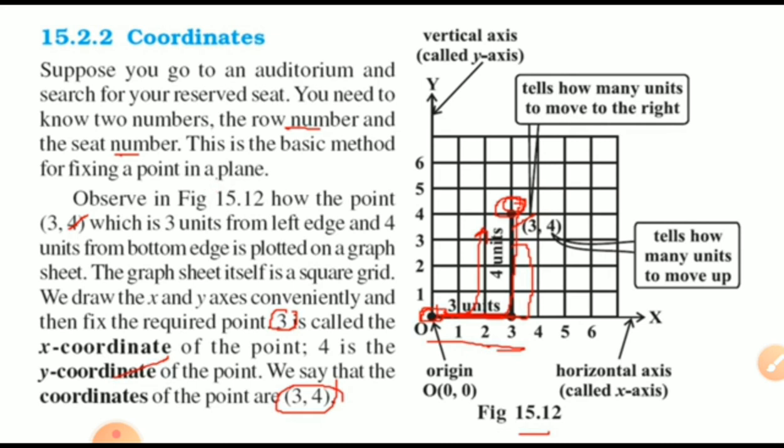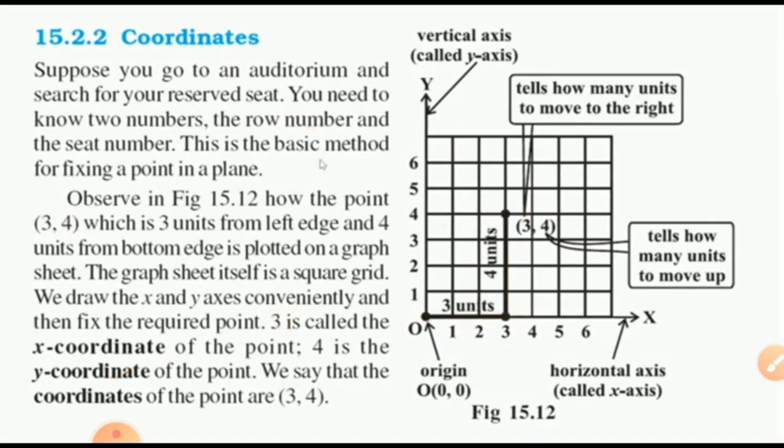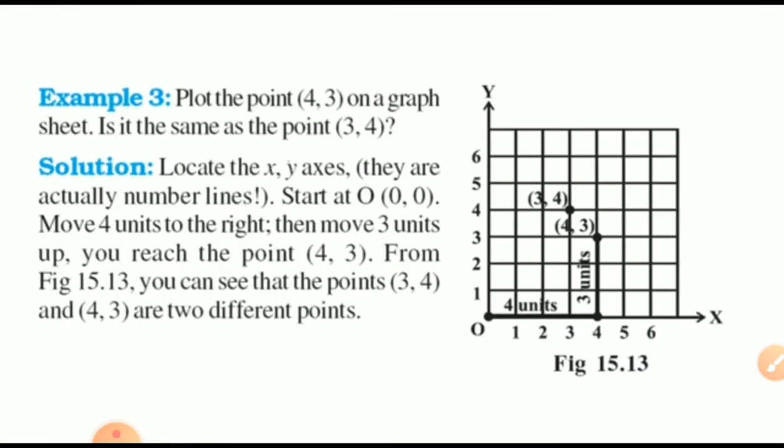What about the 0? It is the origin, the meeting point of the x-axis and y-axis, and it has coordinates (0, 0). Plot the point (4, 3) on a graph. See here, the x-coordinate is 4 and the y-coordinate is 3. Both are not the same, they are a little bit different. That's why we say x-coordinate first and then y-coordinate.